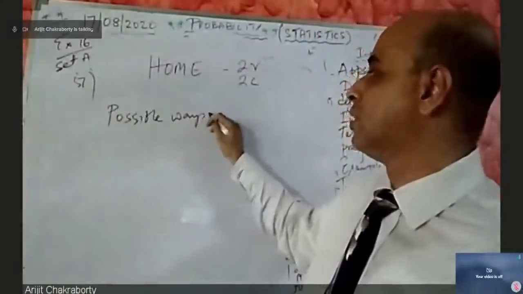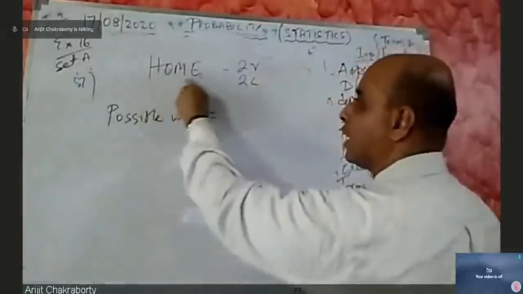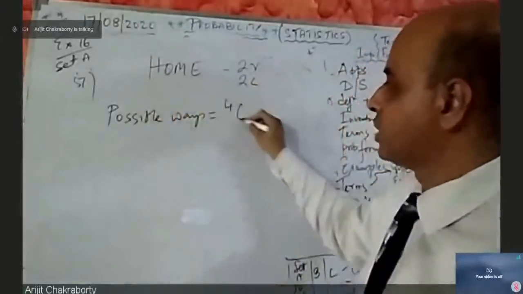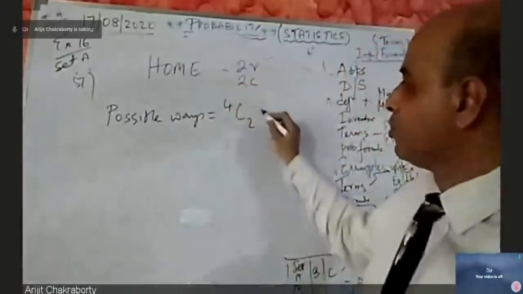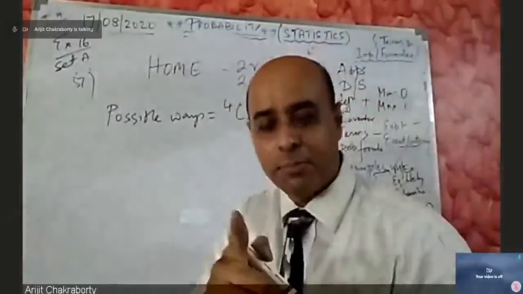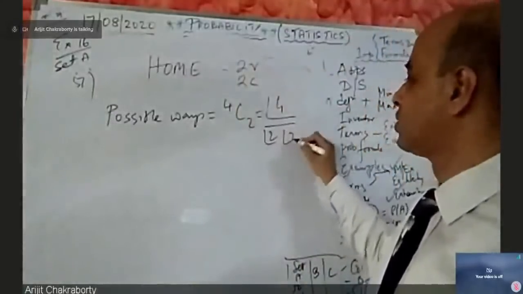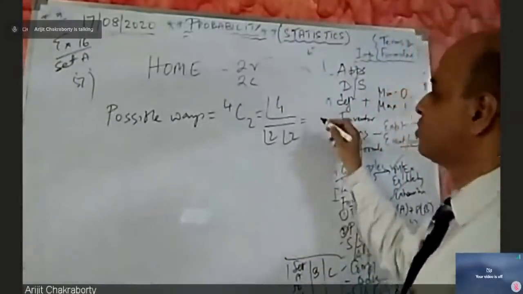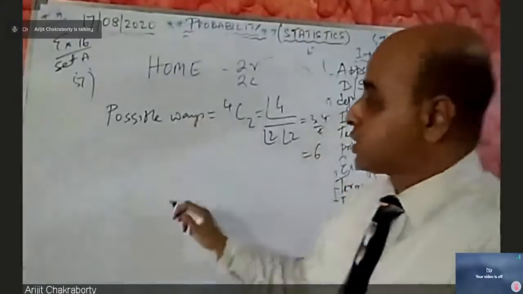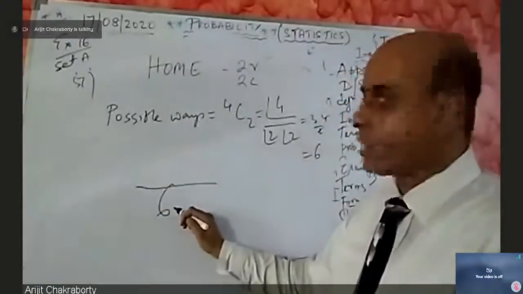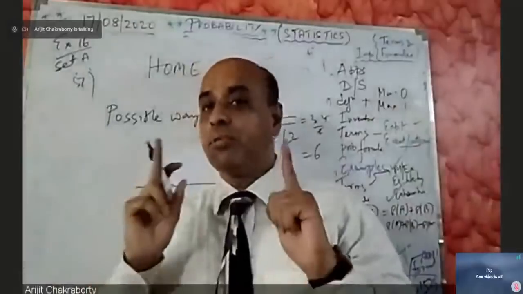The possible ways of selecting 2 letters from H-O-M-E, from 4 letters, is 4C2. I hope you have not forgotten 4C2. I'm sure you have not. 4C2 is factorial 4 by factorial 2 and factorial 2, so that comes to 3 into 4 by 2, which is 6. So possible ways are 6, and the denominator is 6. Now the question is, both the letters will not be vowels.